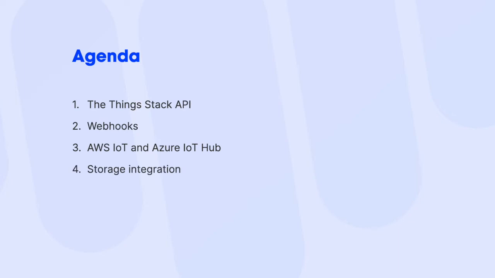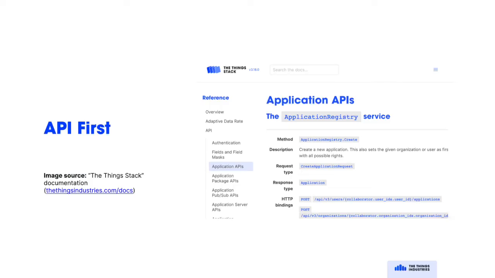Today, we'll talk about the Things stack API, one-click integrations using webhooks, native integrations with AWS IoT and Azure IoT Hub, how to access historical data with the storage integration, and legacy integrations using MQTT. First, let's talk about APIs.